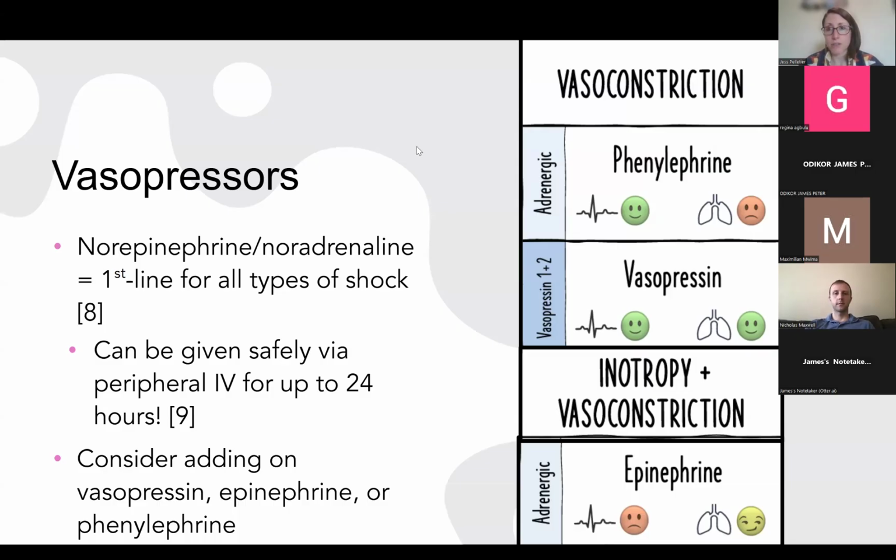Regarding inodilators and stuff like that, are you referring to things like milrinone and dobutamine and that sort of stuff? Actually, it's dobutamine. I have more experience with norepinephrine and dobutamine. Okay. So it constricts forever.